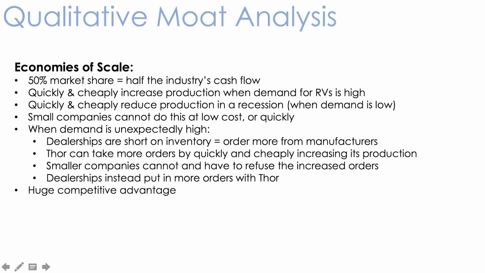So Thor Industries has 50% market share, and that is half of the industry's cash flow. And what that basically means is that they can quickly and cheaply increase production when demand for RVs is high, and they can also do the exact opposite. As we mentioned earlier, they can quickly and cheaply reduce production in a recession when demand is low. And they can do this because they have half the industry's cash flow.